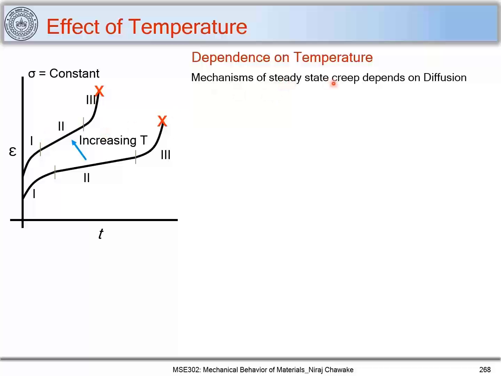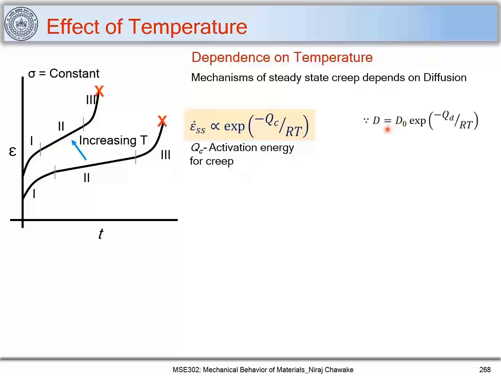Because this mechanism of steady state creep depends on diffusion. So we can write that the steady state creep rate is proportional to exponential of minus QC upon RT, where QC is the activation energy for creep. Now why are we writing this relation? Because we know that diffusion in an Arrhenius form is equal to D0 exponential of minus QD upon RT, where QD is the activation energy for diffusion. As we know that we are increasing temperature and diffusion plays an important role during the deformation, we can use this form to write a steady state creep rate with respect to temperature.